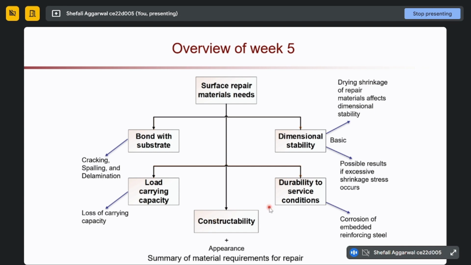Next, it should be durable for the service condition. The repair material should have good durability aspects as well. It should not be porous or something. And another thing is it should give dimensional stability to the structure. So this is what you might have studied in this week.